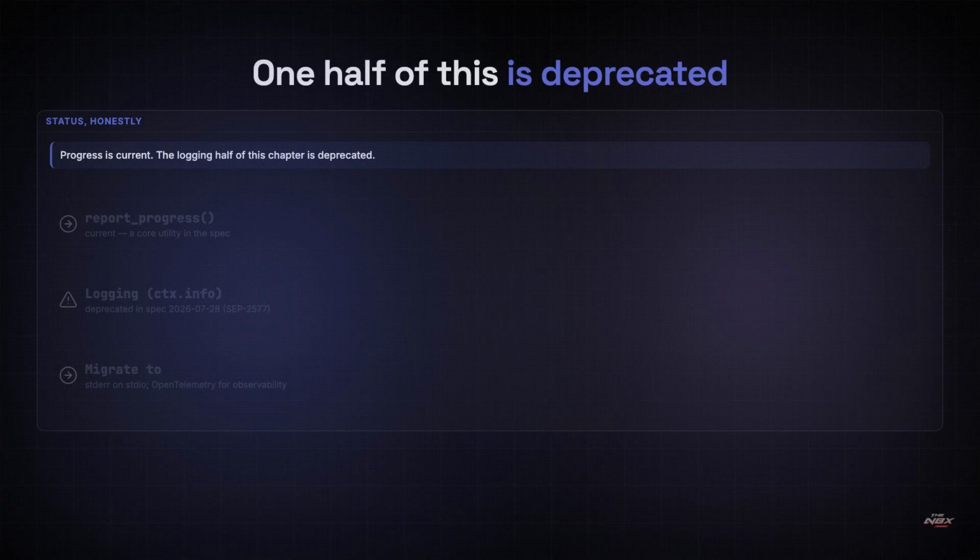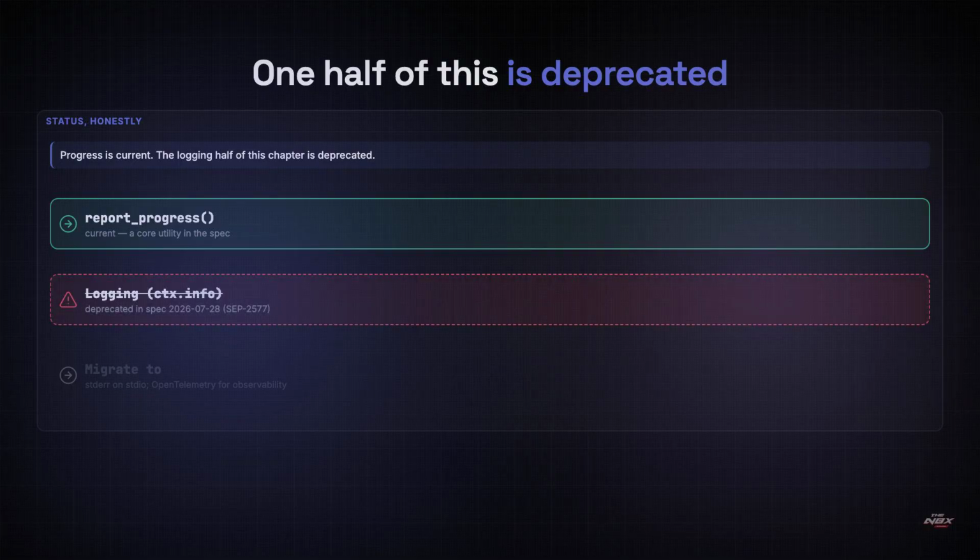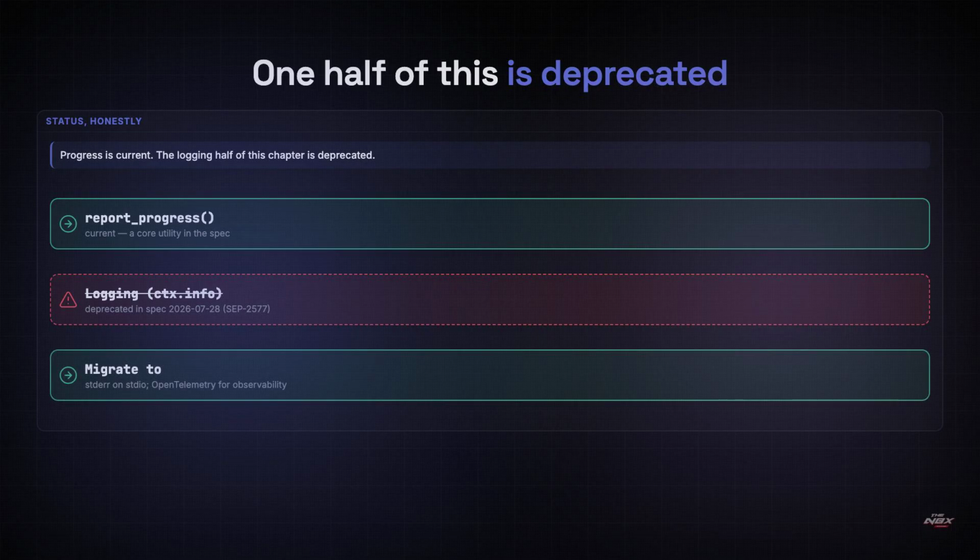One caveat, and it splits this chapter in two. Progress reporting is current, healthy, and listed in the spec as a core utility. Report progress is not going anywhere. The logging half is deprecated, in the same 2026 revision as sampling and roots. If you're on stdio, the guidance is to write to standard error instead, which the client already captures. And for anything you'd actually operate in production, use OpenTelemetry, which is built for exactly this and gives you traces rather than loose strings. So keep report progress and treat ctx.info as something you'll meet in existing code rather than something to build on.